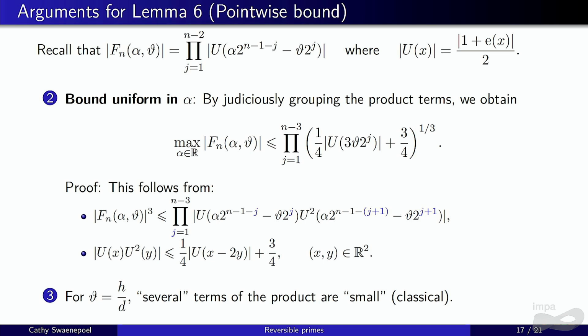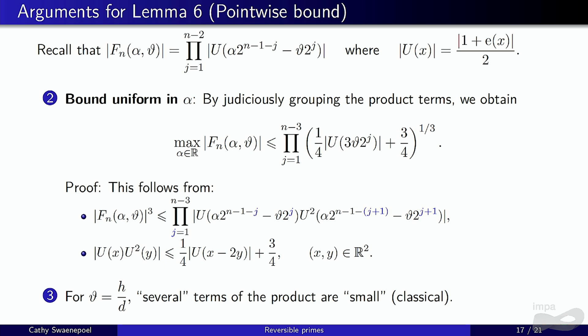So next argument, we prove a bound for this quantity, which is uniform in alpha. This does not seem very simple because in this formula we have a product over j, and for each term j, we have alpha which appears, theta also. So getting a bound which is uniform in alpha does not seem very easy. But by grouping judiciously the terms in this product, we can remove alpha without losing too much. Since the proof is very short, I can give you the proof.